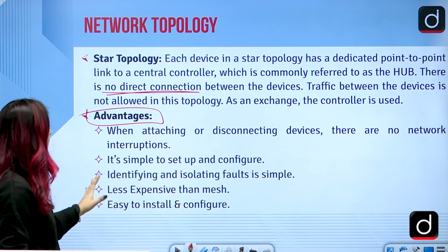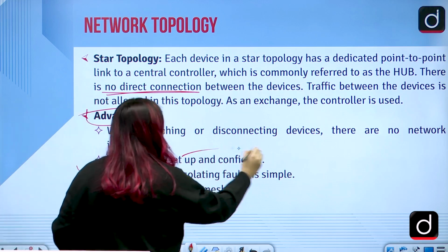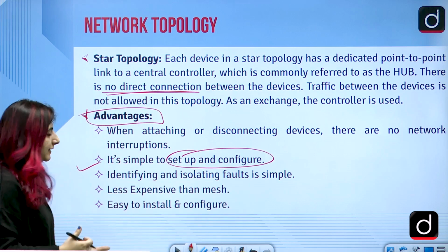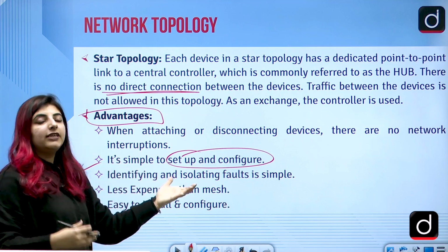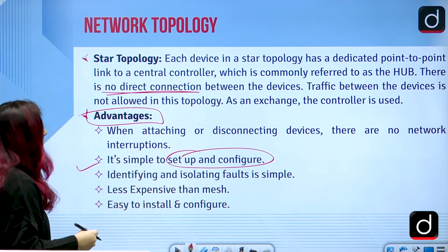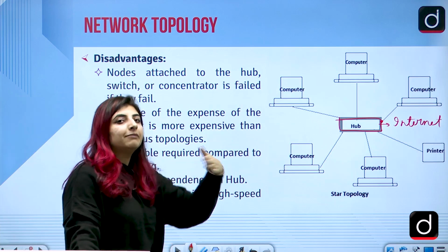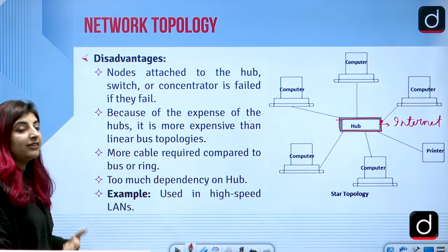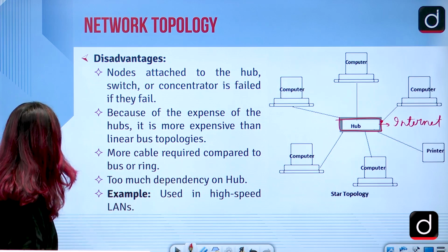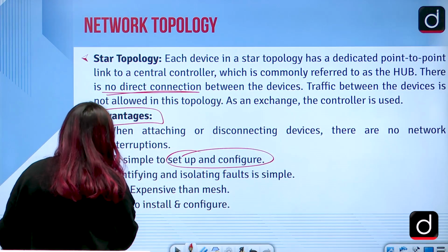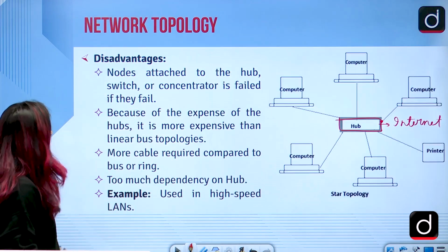Coming back to the advantages, it's simple to set up and configure, so installation is easier. Identifying and isolating faults is also simpler because it is being done using a hub. So if there is a fault in one computer, you can simply remove it and check what the fault was. It is less expensive than mesh and easy to install and configure.